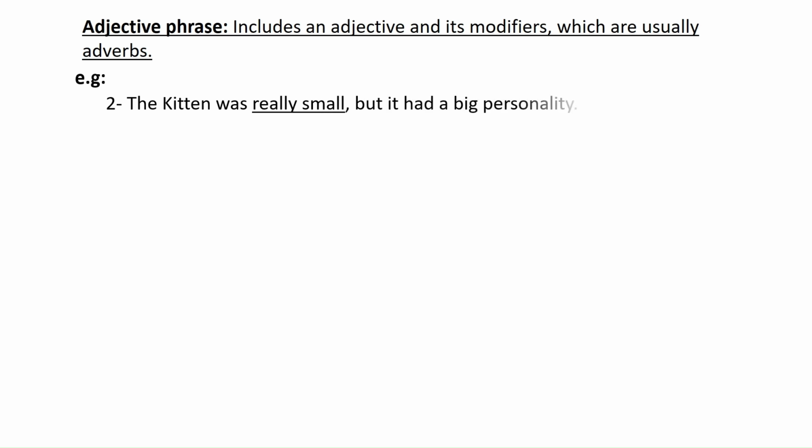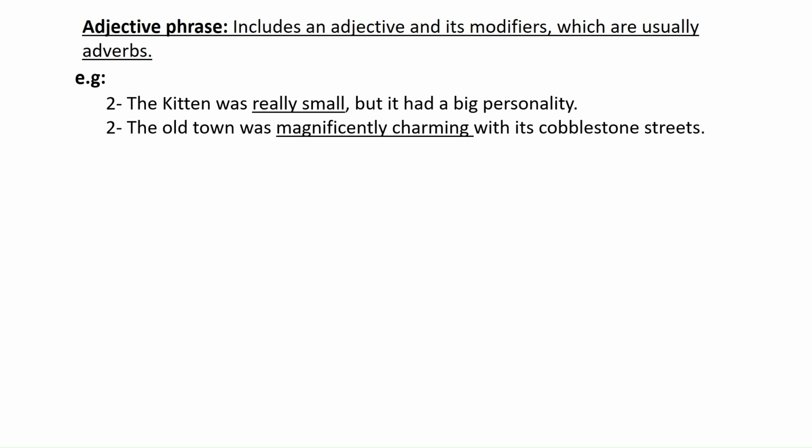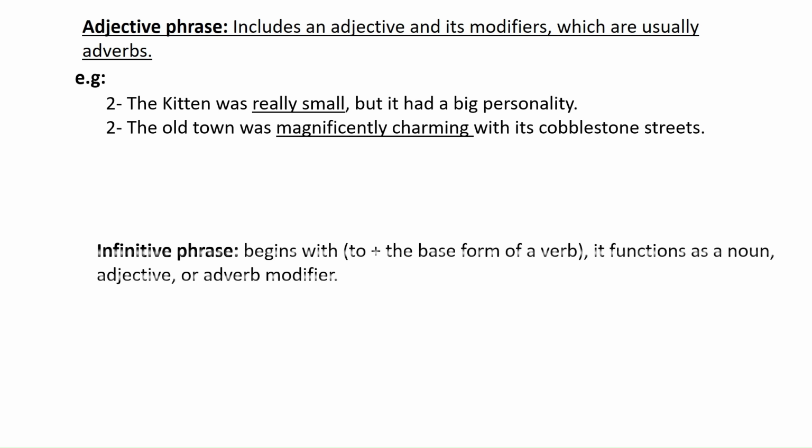The sixth type of phrases is the infinitive phrase, which begins with the word to plus the base form of the verb. Notice that the word to is not a preposition here because the preposition comes before a noun. And here, to with the base form of the verb form an infinitive. The infinitive phrase functions as a noun, an adjective, or an adverb modifier. For example, in the sentence, she has a lot of work to complete, the infinitive phrase to complete modifies the noun work and it's describing what kind of work she has.